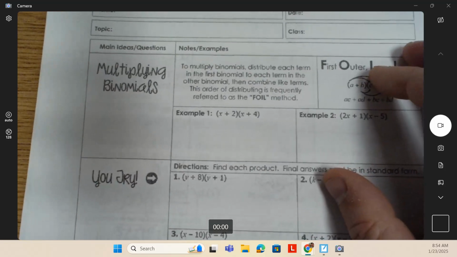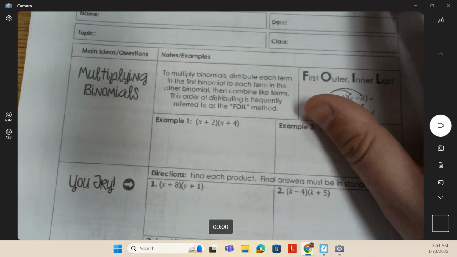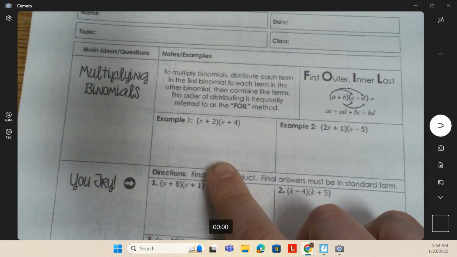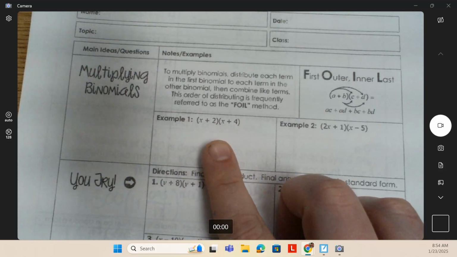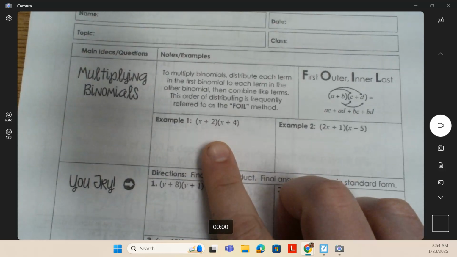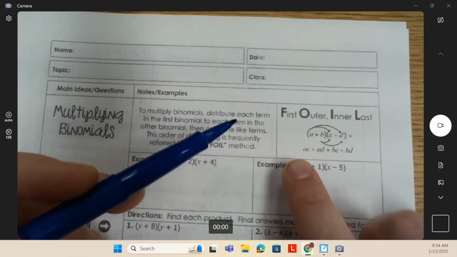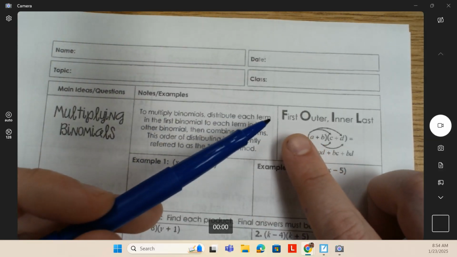All right, we're looking at multiplying binomials. So now you've got two binomials, which normally will be something with a variable added with just a coefficient or just a number. The way they talk about here to do it is to multiply the first numbers.